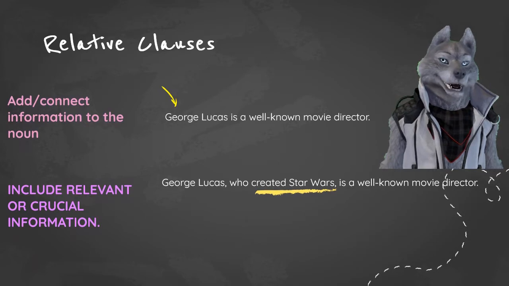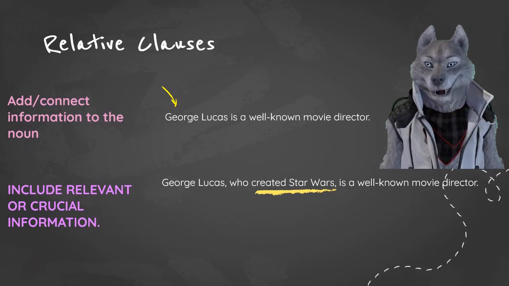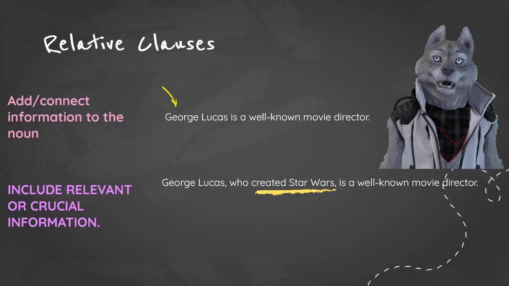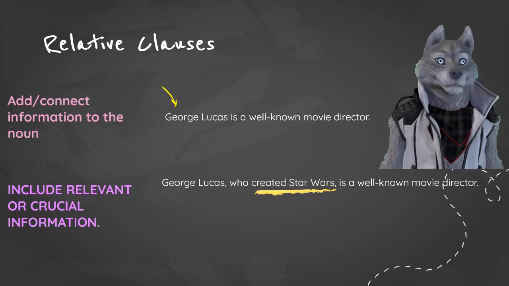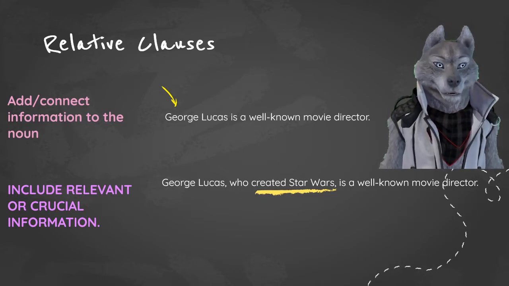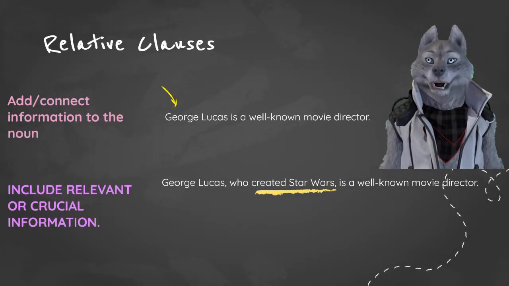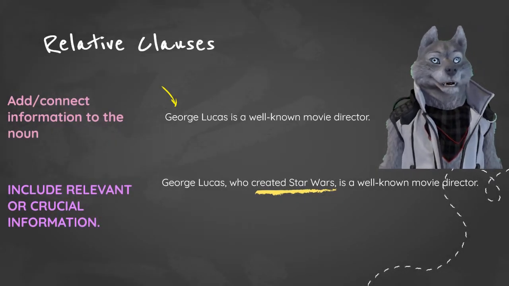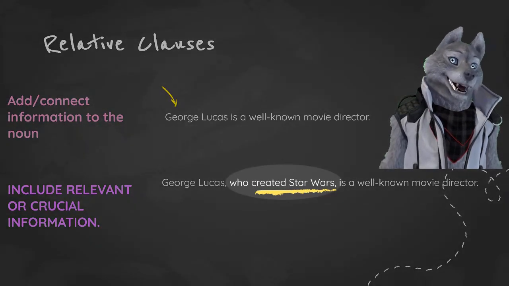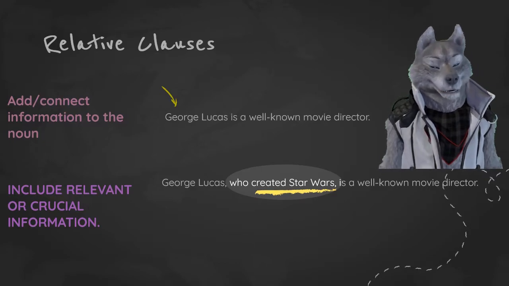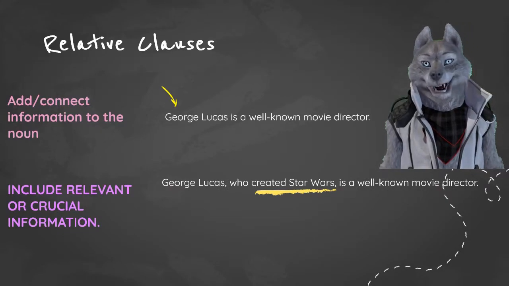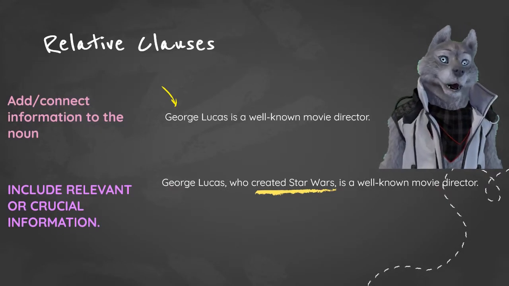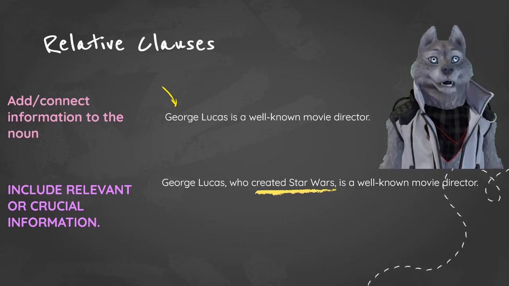So we have here a very simple sentence. George Lucas is a well-known movie director. We use relative clauses to add or connect information to the noun. So what's the noun in this sentence? Well, George Lucas. Yeah, it's a person. So we are just going to include things that we find relevant or important. So: George Lucas, who created Star Wars, is a well-known movie director. This, right over here, is a relative clause. We just want to include that information. We use it mostly for academic writing or to clarify certain things.